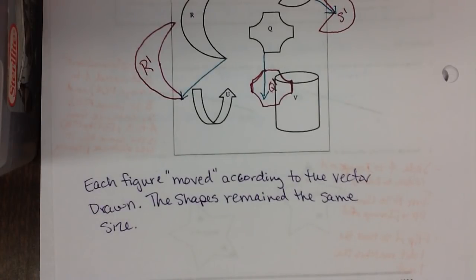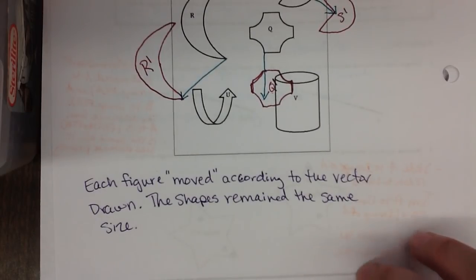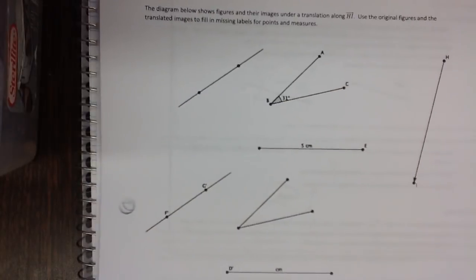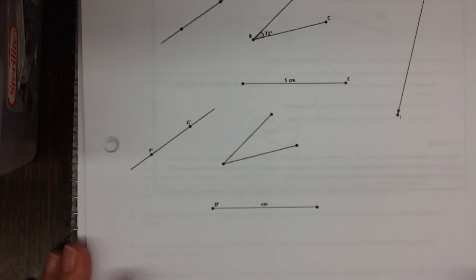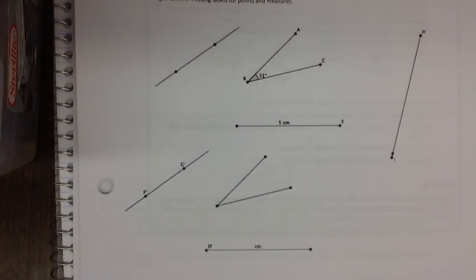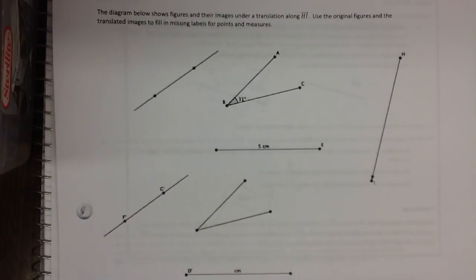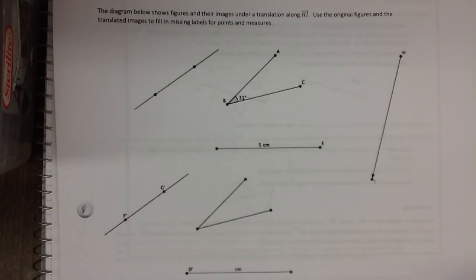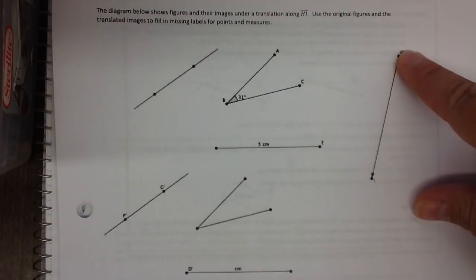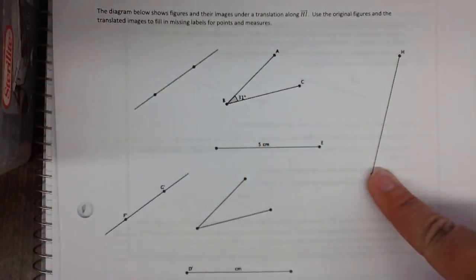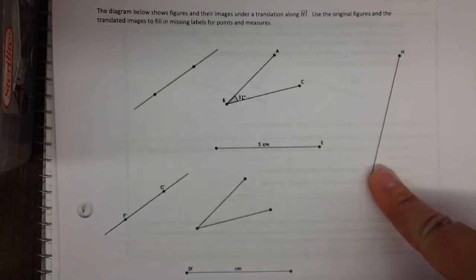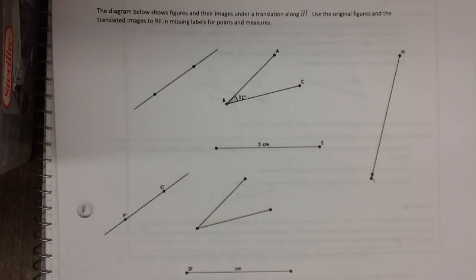Now, we're going to do the same thing, except we're going to move geometric figures. So in exercise 2, we're going to do the same thing. Pretty much, it says in the diagram below shows the figures and their images under the translation of HI. Okay, HI is over here. We're moving it from H to I. It's not connected to any of them, and that's okay as well. Okay, use the original figures and the translated images to fill in the missing labels for points and measures.